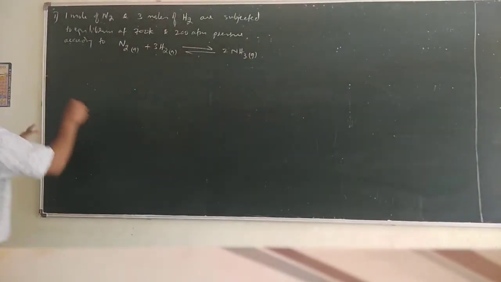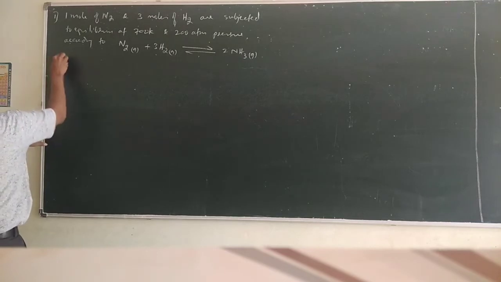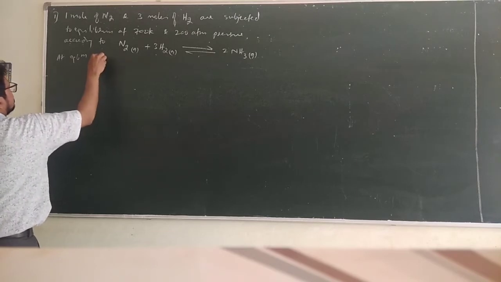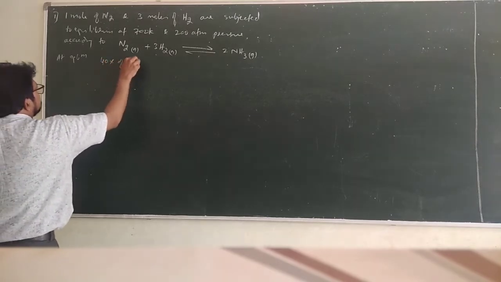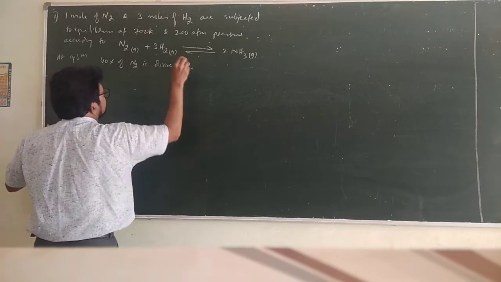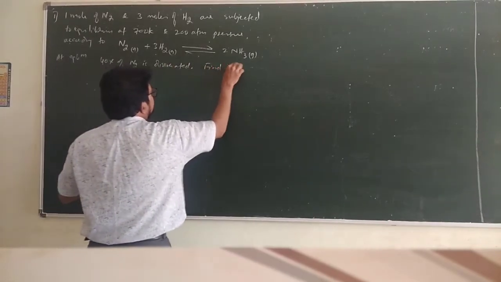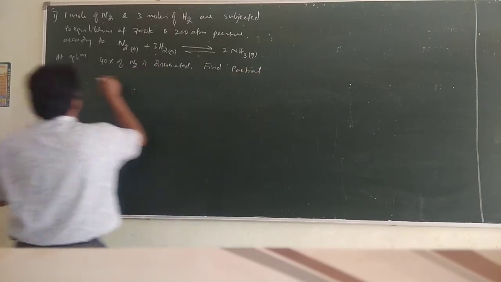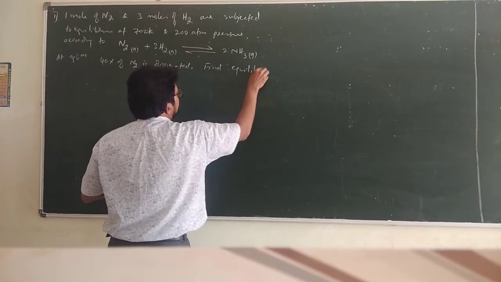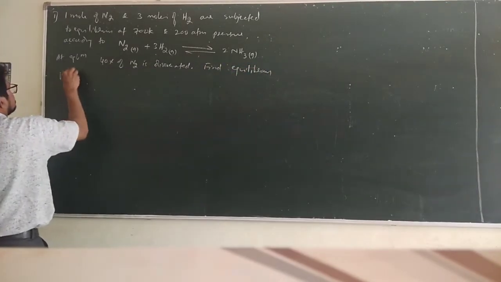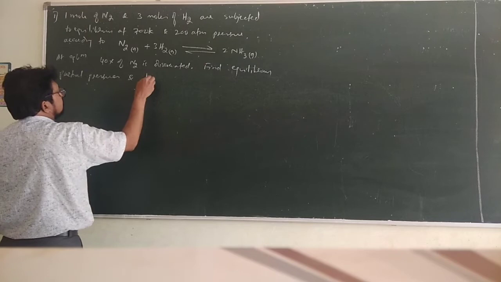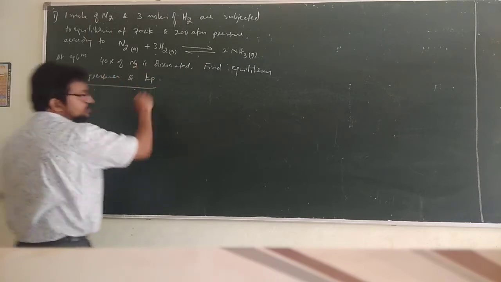Okay. At equilibrium, 40% of nitrogen is dissociated. Find the equilibrium partial pressures. So note this problem.